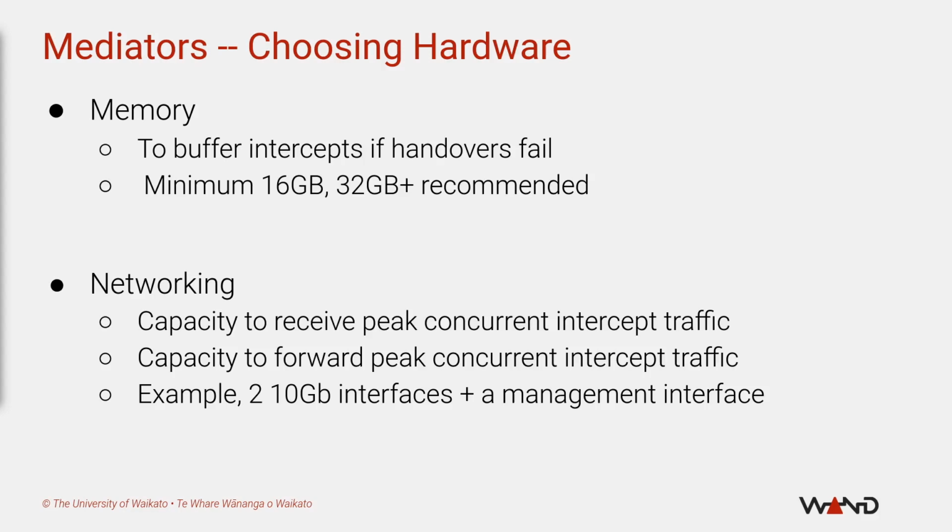For the networking, your mediator will need to be capable of receiving and simultaneously forwarding your expected peak rate of intercepted traffic. There's no point in deploying collectors that can capture an intercept at 10 gigabits per second if your mediator can only receive and forward at 1 gigabit per second. So in that case, your mediator will need at least one 10 gigabit per second interface for receiving records from the collectors and another 10 gigabit per second interface for running the handovers. A third lower capacity interface will also be needed for out-of-band management and communication with the provisioner.